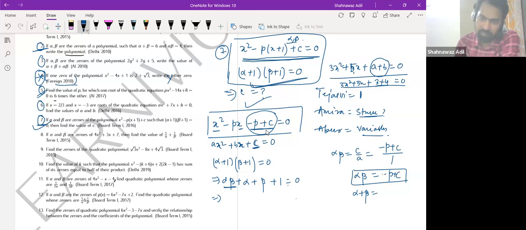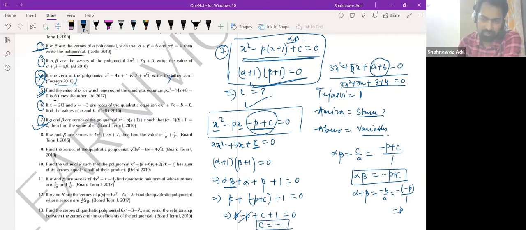So alpha plus beta is how much? That is minus b by a, which is minus of minus p by 1. So this is p by 1, which is p. So putting the value, p plus minus p plus c, plus 1 equals to 0. So this is p minus p plus c plus 1 equals to 0. So c would be minus 1. Right, everyone?